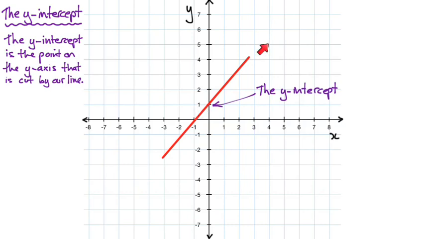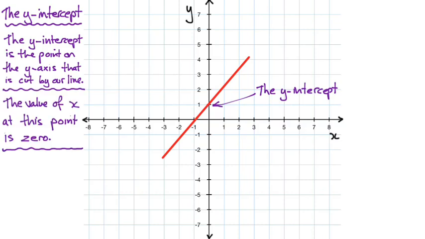Now this line here is just a graph of a linear rule, so it's a straight line, and it cuts the y-axis at that point. That's what we call the y-intercept. The x value at that point is 0. So if I was to go along the x-axis, here is when x equals 0, and then that's going up along the y-axis. That shows me the intercept. So the value when x equals 0 is our y-intercept.